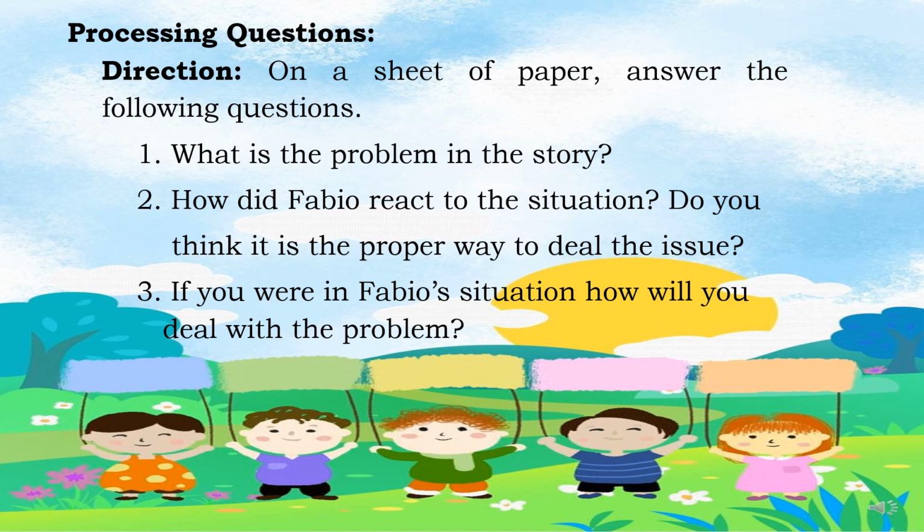After reading the story, you are now going to answer these follow-up processing questions. Direction. On a sheet of paper, answer the following questions. Number 1. What is the problem in the story? 2. How did Fabio react to the situation? Do you think it is the proper way to deal with the issue? And 3. If you were in Fabio's situation, how will you deal with the problem?